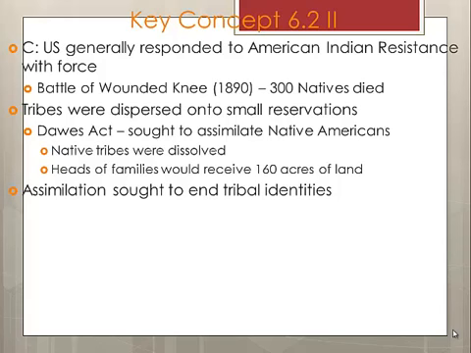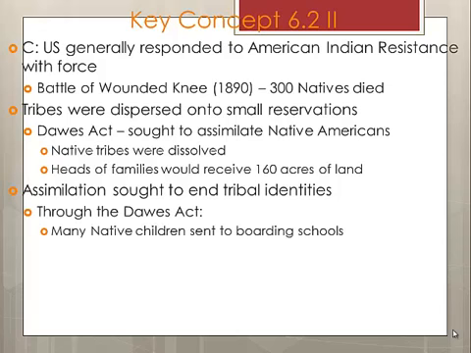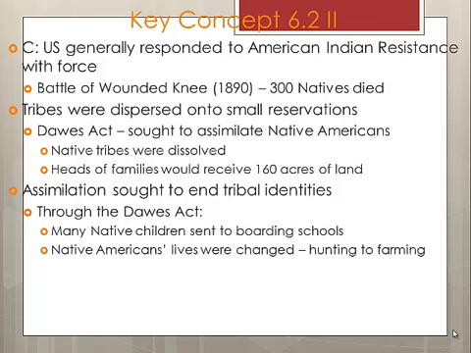Now, the government also pursued a policy of assimilation that sought to end tribal identities. Again, through the Dawes Act, we see many Native American children were sent to boarding schools. They were forced to learn English, and many of them were converted to Christianity, and Native Americans' lives were changed. Again, this idea of going from hunting and gathering to simply farming, and this drastically altered Native American life.